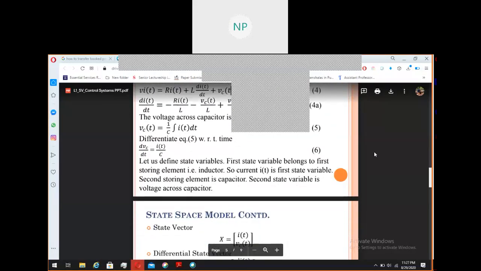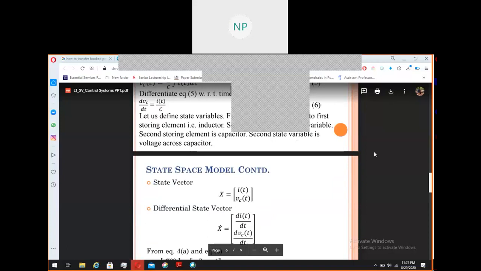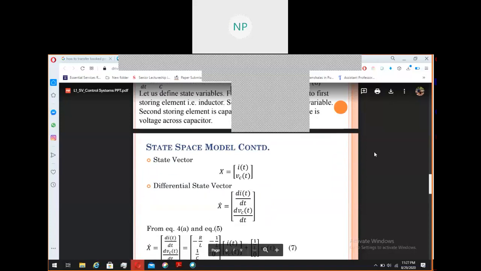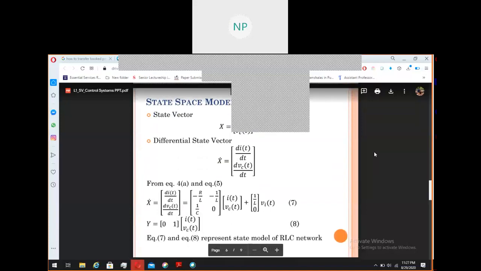Now, the state space model requires a state vector represented by state variables. The state variables are current and voltage across the capacitor. So this is the state vector. Its differential state vector means the derivative of the state variables, so it is di/dt and dVc/dt. If we put the data obtained from Kirchhoff's voltage law and the equations from the circuit, we get the form of equations number 1 and 2 in equations number 7 and 8.